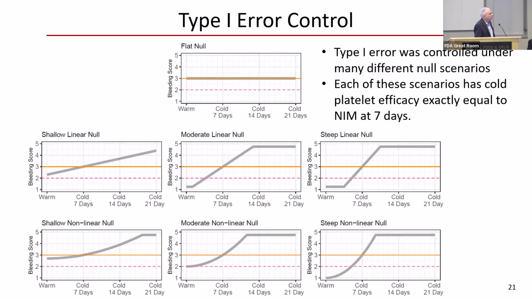And you can picture that the more gradual the slope, the more difficulty the trial is going to have identifying the correct storage duration because there's many days that are close to the non-inferiority margin. Okay.